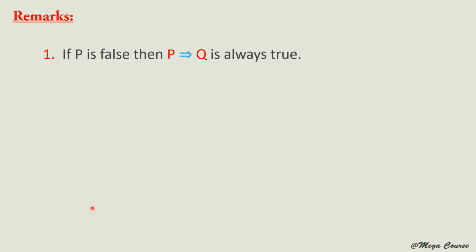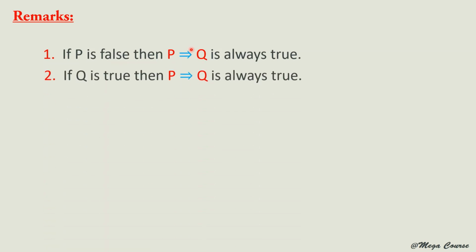Now, some remarks. Important ones. The following. If P is false, then the implication P implies Q is always true. Here, if you imagine with me, imagine something false. It can give us something true. We have something false, a false statement. It can give us a true statement.